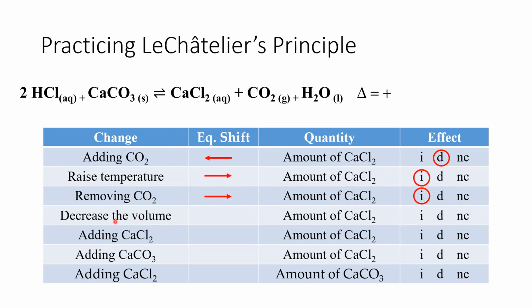Decrease volume. Remember that the only thing that's affected by pressure changes are gases. And volume and pressure are inversely related. So if we decrease the volume, we're increasing the pressure. The system's going to shift to the side with the least moles of gas so that we relieve that pressure. Which way is the system going to shift?